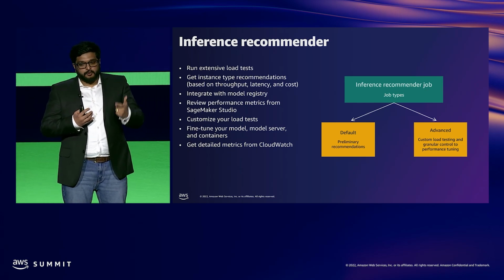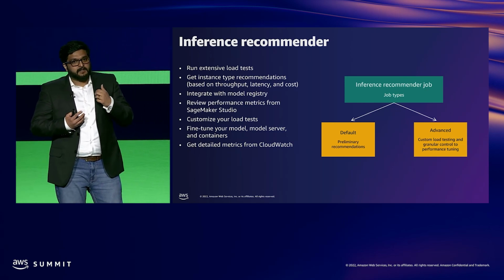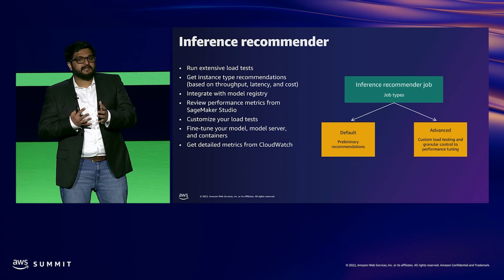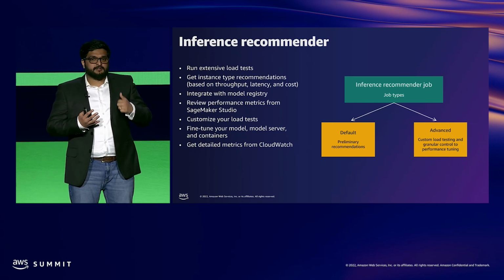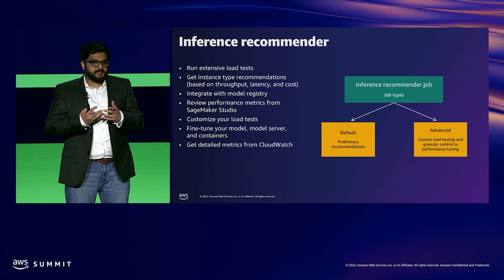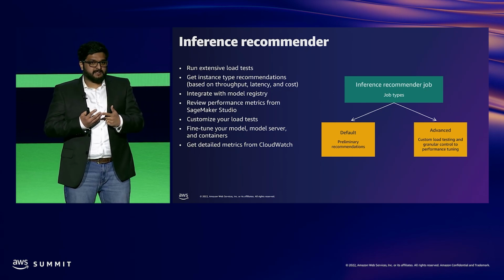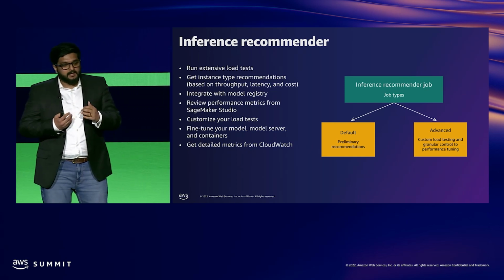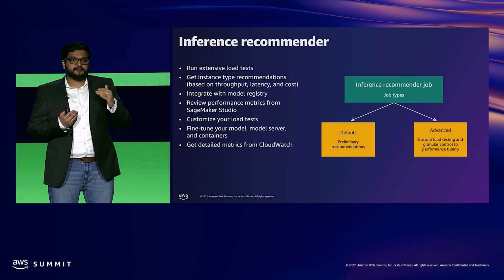So basically, there are two types of Inference Recommender jobs. One, the default job, which provides you preliminary recommendations. For instance, you have the instance count, instance type, endpoint configuration details like model latency, the number of invocations that you set, and things like that, and cost as well. With the advanced job, you can run customized load testing.